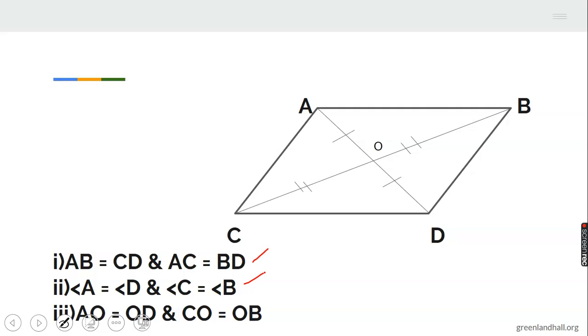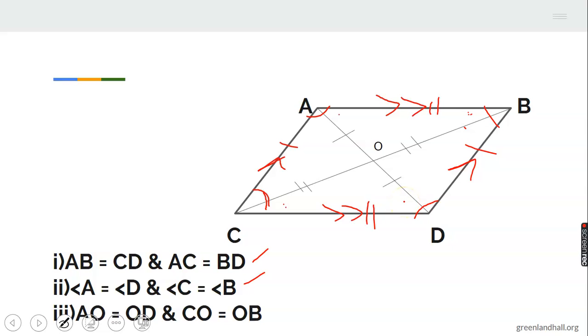This side is equal and parallel to this side. This side is parallel to this side, and they are equal. Equal and parallel. That's what we have for the first one. The angle here, angle A, is the same as angle D, the opposite angle. Angle B is the same as angle C. And you should know that these are alternate angles in that order. The same thing, these are alternate angles.